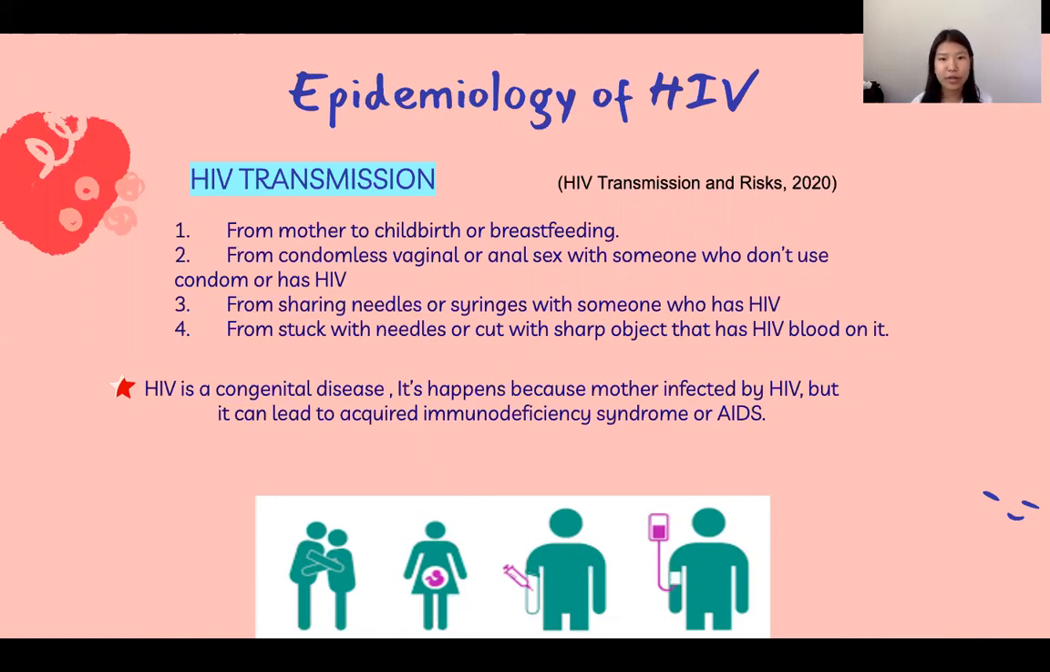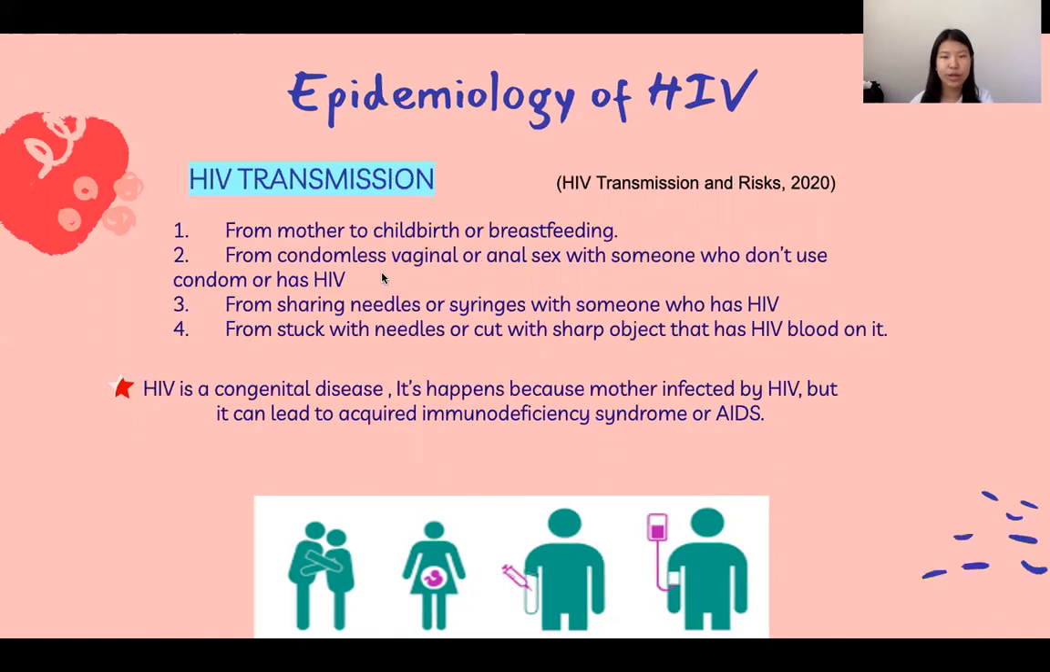HIV is a congenital disease. It happens because the mother is infected by HIV and gives birth to the baby, but it can lead to acquired immunodeficiency syndrome, or AIDS. It's like you were born and then when you grow up you get it by yourself, not since you were born.